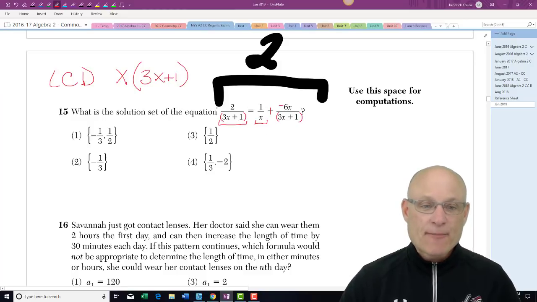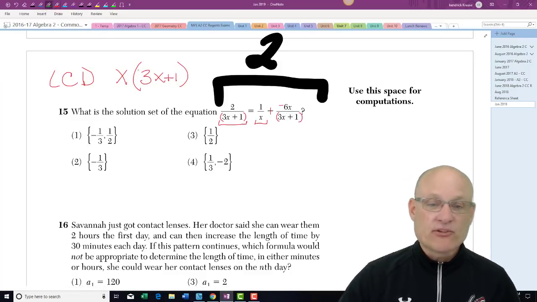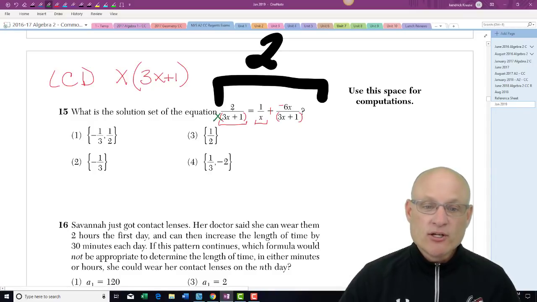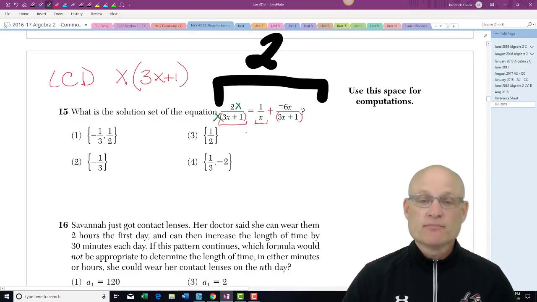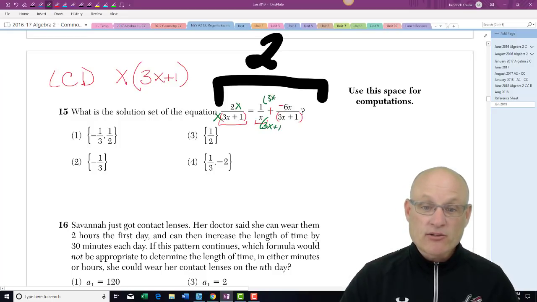So, if I put an x here, I'm going to put all the missing stuff in. If I put an x here, don't I have to put an x in here? This one's missing a 3x plus 1, so I'm going to put a 3x plus 1 here. And this one is missing an x. All right, so here's what I got.